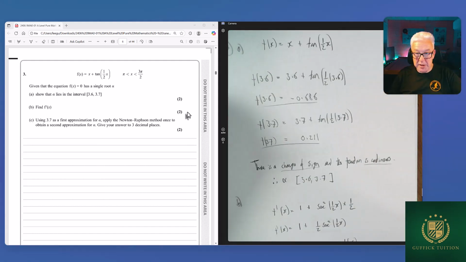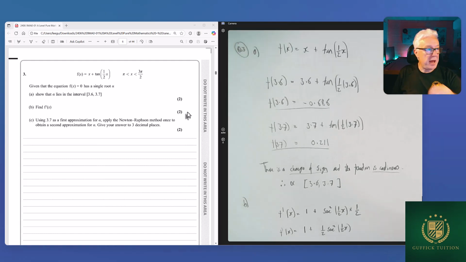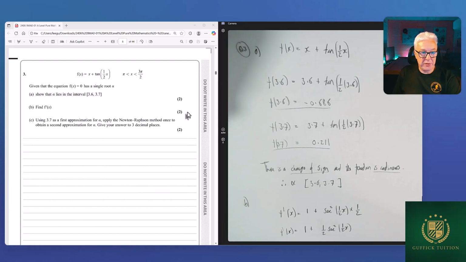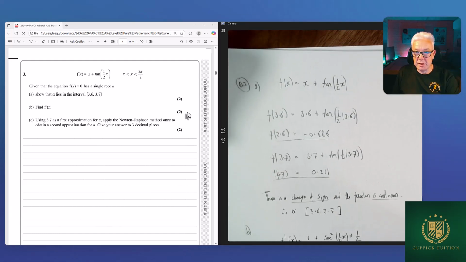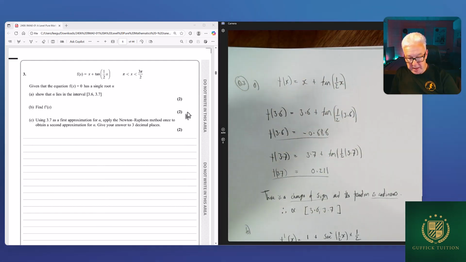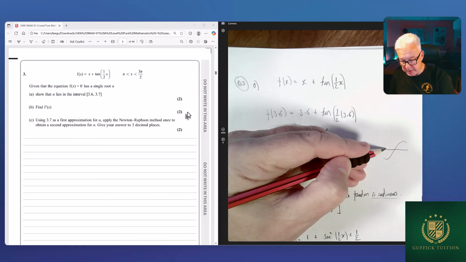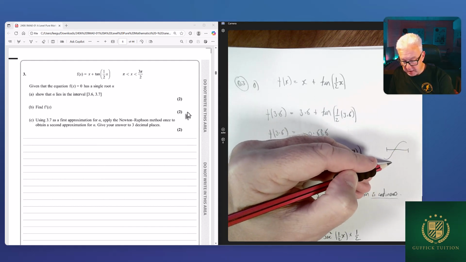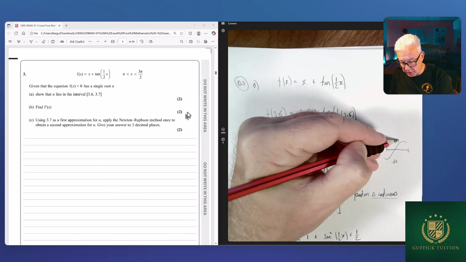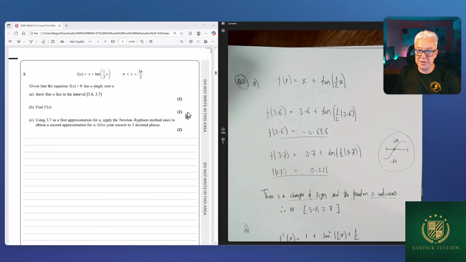So for our next question, it says, given that the equation f of x is equal to 0 has a single root alpha, show that alpha lies in the interval between 3.6 and 3.7. Okay, so what we've got to do is we're looking for there to be a change of sign. If we've got a root in some particular interval, then it needs to go either from negative to positive or vice versa. So we're going to be looking for a change of sign.